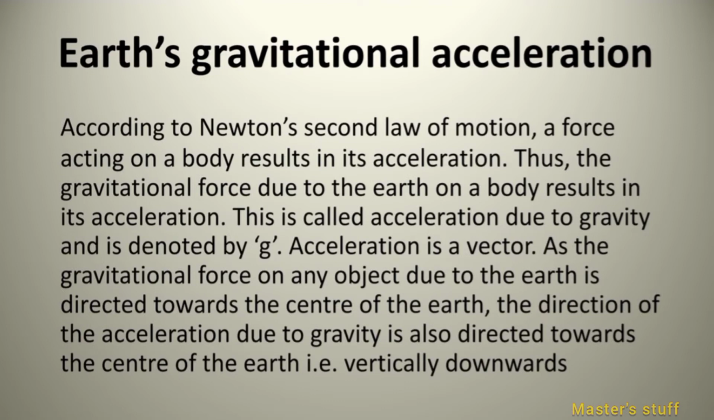Acceleration is a vector quantity, as the gravitational force on any object due to earth is directed towards the center of the earth. The direction of acceleration due to gravity is also directed towards the center of the earth, that is vertically downward. So, as the acceleration is dependent on the direction, it becomes a vector quantity.